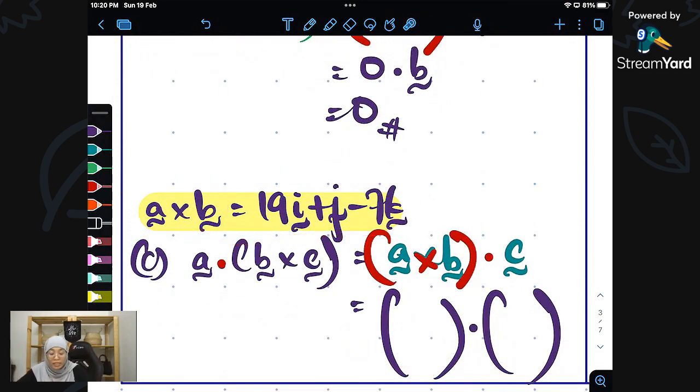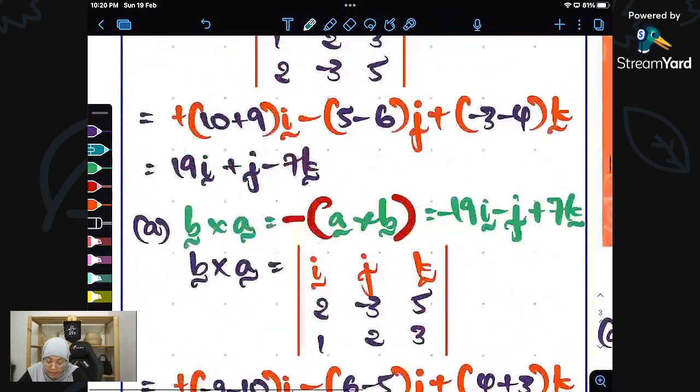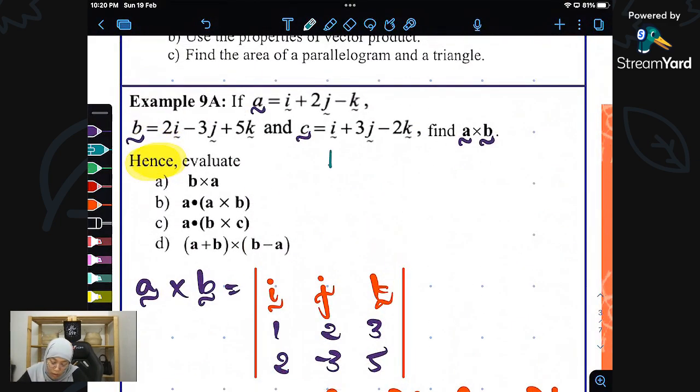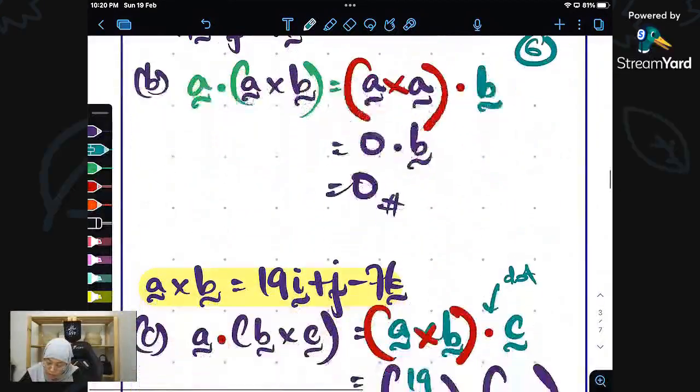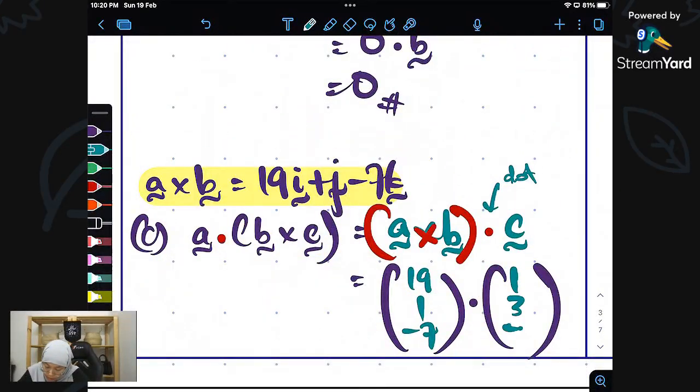So we write it down like that dalam bentuk ini, 19, 1 dan -7. We dot it because it's dot product, isn't it? This is dot product. We dot it with the C. C is what? 1, 3, -2. So 1, 3, -2. We write down here 1, 3, -2.